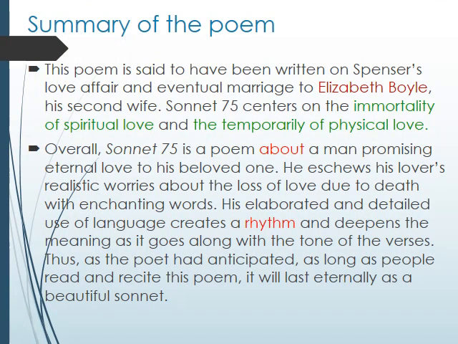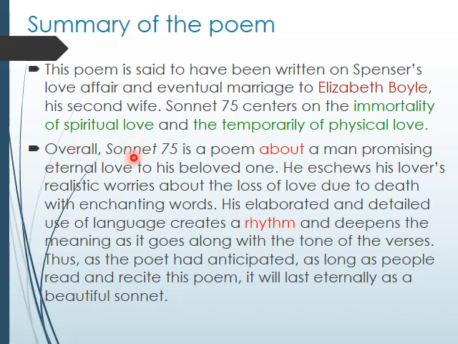So this is the explanation of the poem. So let us now see the summary of the poem. This poem is said to have been written on Spenser's love affair and eventual marriage to Elizabeth Boyle, his second wife. Sonnet 75 centers on the immortality of spiritual love, and the temporariness of physical love.